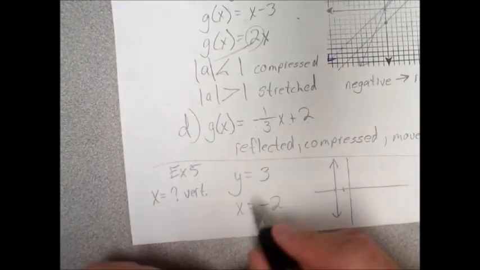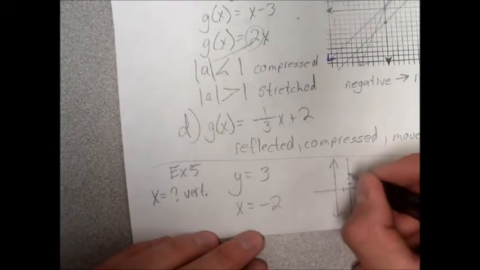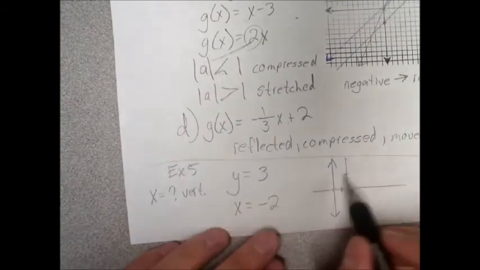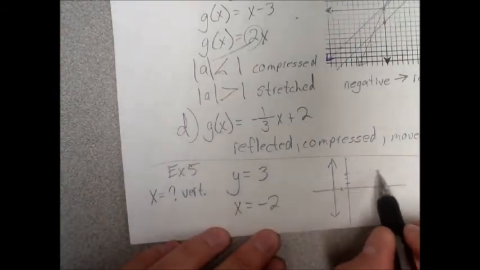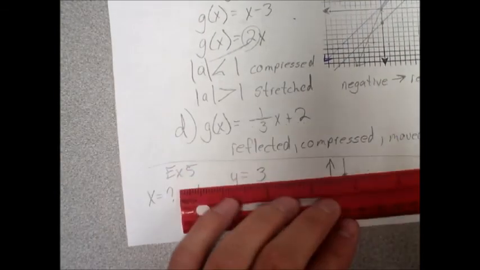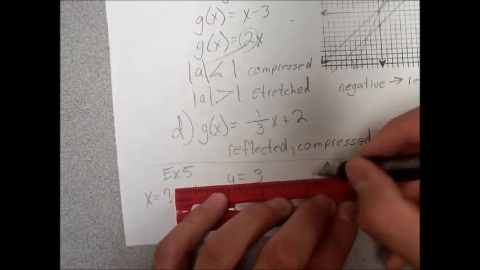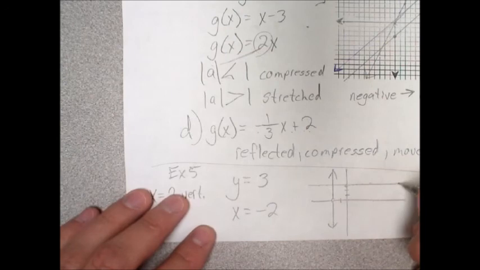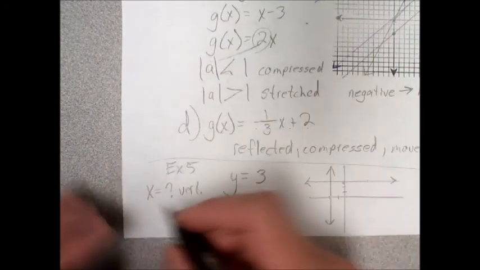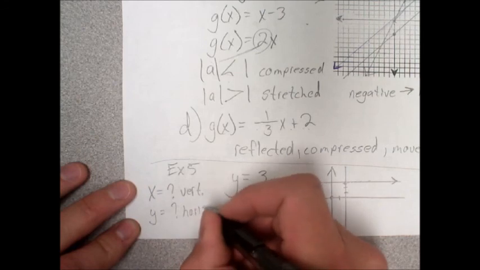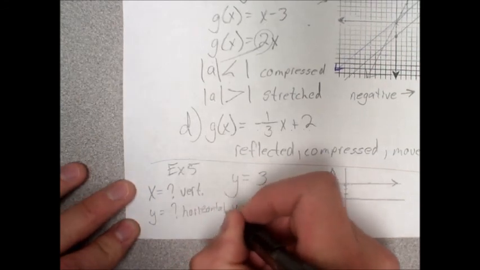On y equals 3, I'm going to count up 1, 2, 3, and I'm going to ask myself the same question. Where else does y equal 3? It equals 3 all along here. So 3, 1.372. Sure. So when y equals something, it's horizontal. Questions, comments, concerns? No.